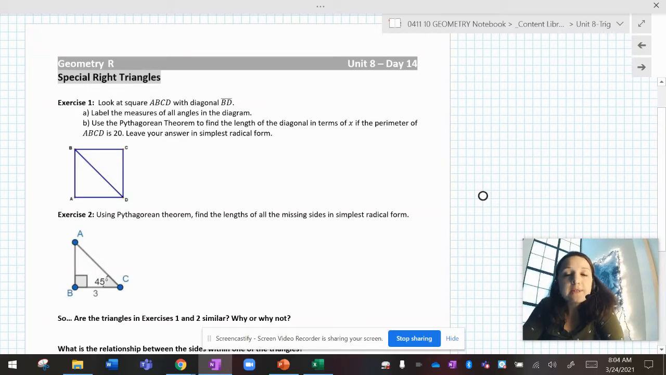Hello, geometry friends. Today we are going to listen to, watch, and take notes on a video about special right triangles. There are lots of different special right triangles, but today we're going to focus on a 45-45-90 triangle, which means it has two 45-degree angles and a 90-degree angle, and then a 30-60-90 triangle. By the end of this lesson, I need you to just see a pattern and be able to continue that pattern.